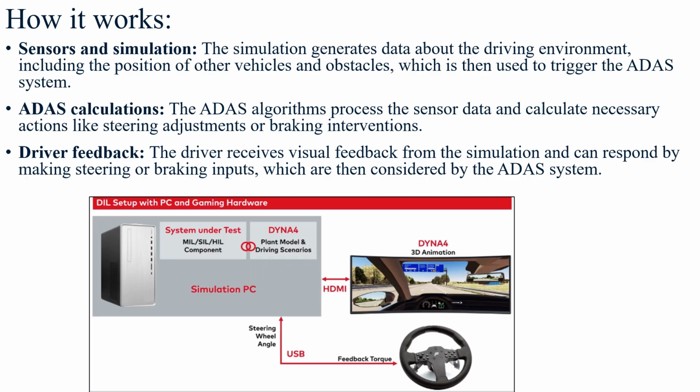Next is driver feedback. The driver receives visual feedback from the simulation and can respond by making steering or braking inputs, which are then considered by the ADAS system. So the driver is not just receiving some kind of haptic or audible feedback, he is receiving visual feedback from the simulation. Now, this driver feedback is the heart and soul, the most important reason why DIL, driver in loop, is being performed.